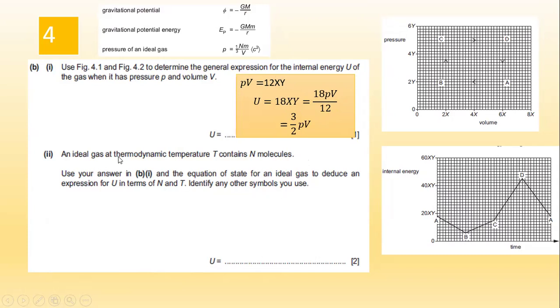An ideal gas at thermodynamic temperature T contains N molecules. Use your answer in B part 1 and the equation of state for ideal gas to deduce an expression for U in terms of N and T. Identify any symbol used.